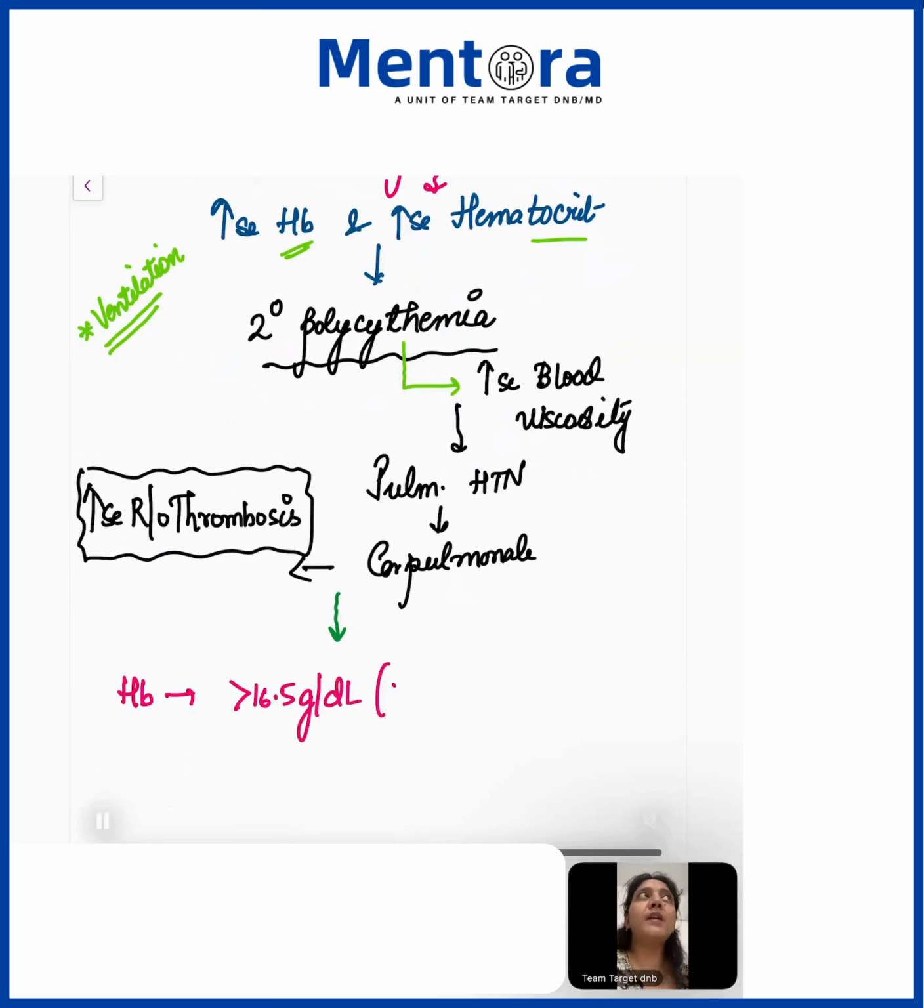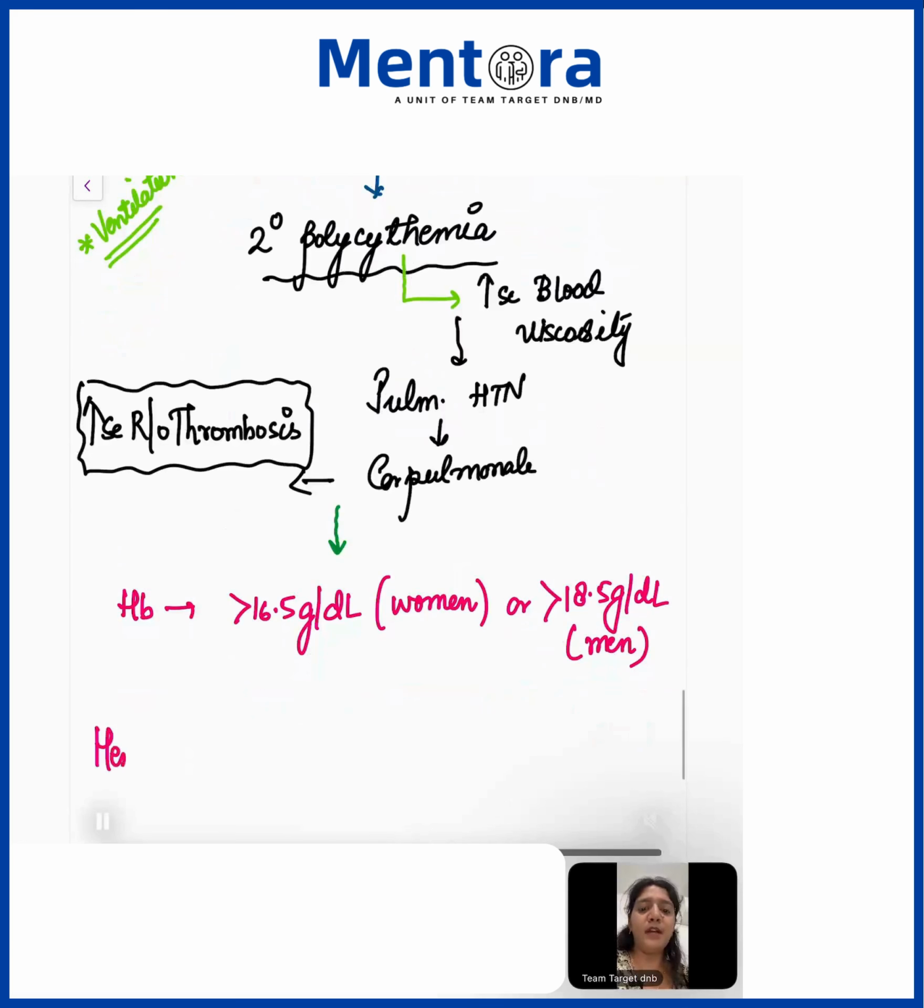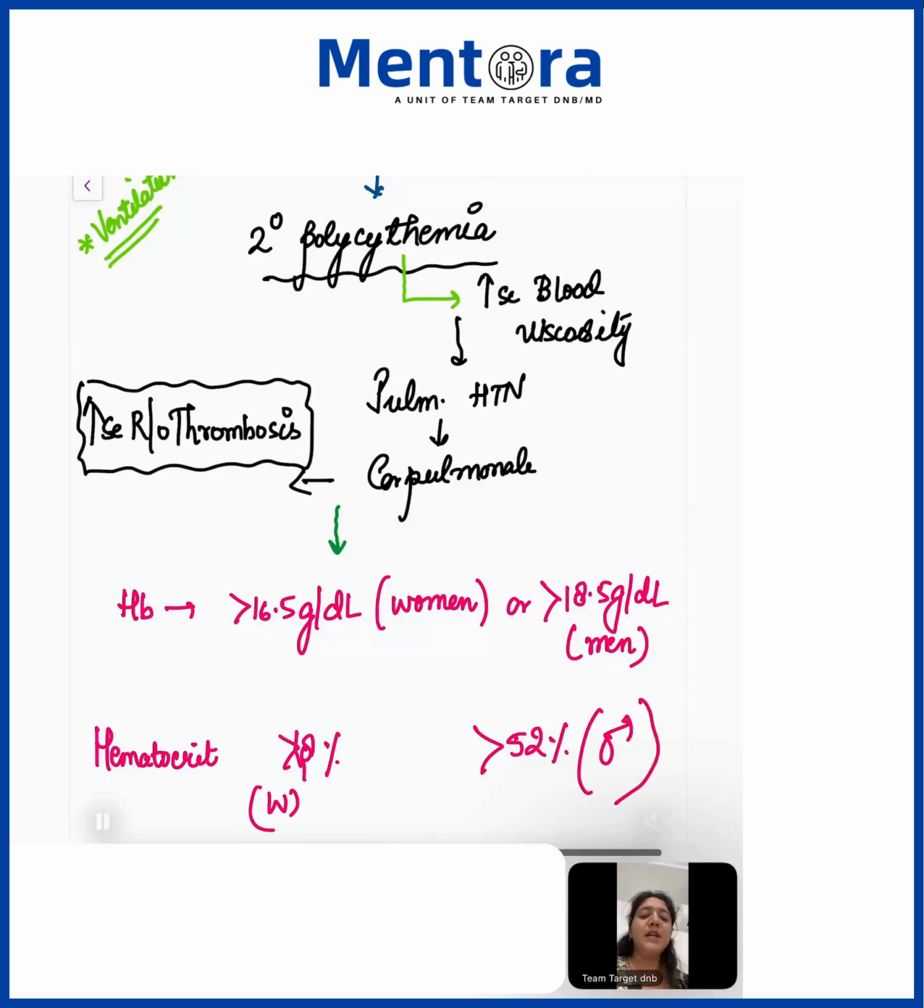So before that, how will you define polycythemia? If the hemoglobin level is more than 16.5 gram per deciliter in women or more than 18.5 gram per deciliter in men, or the hematocrit levels are more than 48% in women and more than 52% in males, this is defined as polycythemia.